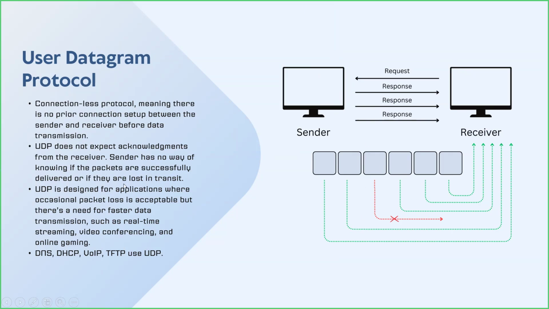So UDP is designed for applications where occasional packet loss is acceptable, but there's a need for faster data transmission, such as real-time streaming, video conferencing, online gaming. All of these examples use UDP. So protocols like DNS, DHCP, voice over IP, TFTP, all of these use UDP at the core level.